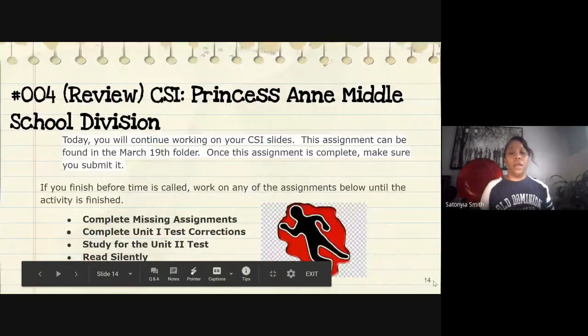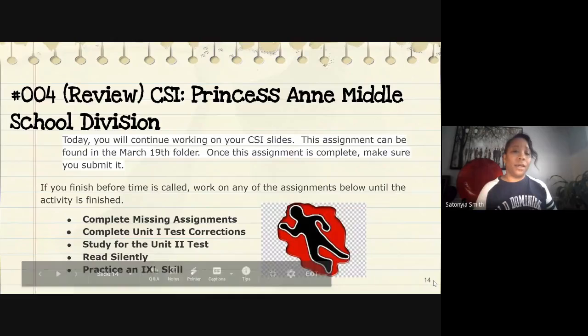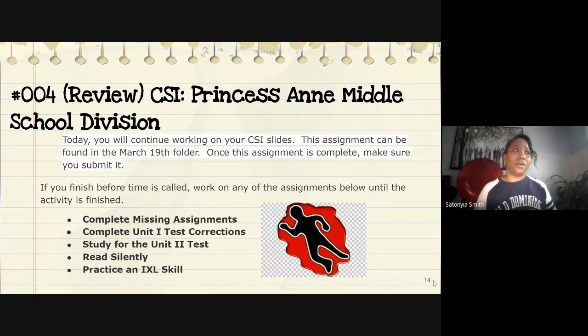All right. So I told you guys that we would have some more time to work on this activity, but you are going to have to work on it individually. I know that we started off in groups, but it's kind of hard to do the whole breakout room thing when some people are in the class and some people are virtual. So we're going to review and work on our CSI Princess Anne Middle School Division Google Slides. This assignment can be found in the March 19th folder.